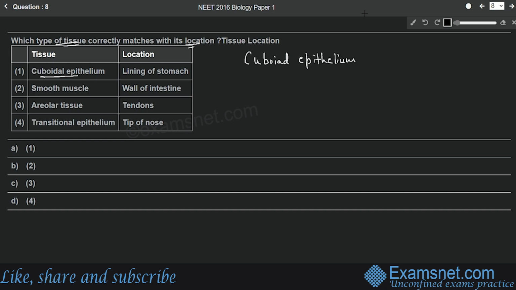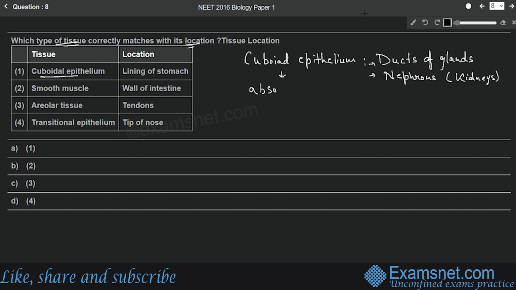And where is this tissue found? It is found in the ducts of glands and tubular parts of the nephrons in kidneys. Okay, let's write it down here. Found in ducts of glands, then tubular parts of nephrons in the kidneys. And its main function is absorption and secretion.